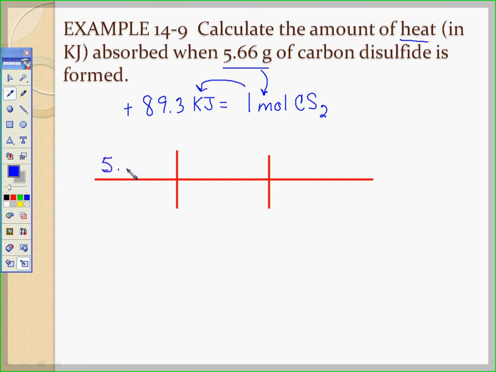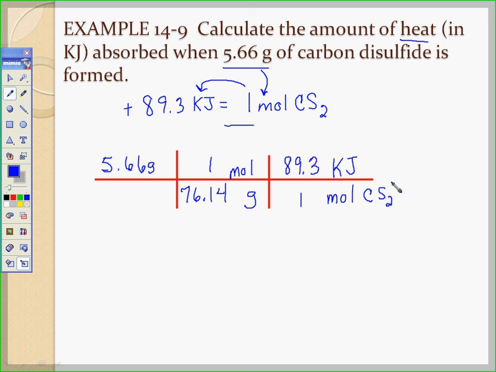So I've got 5.66 grams. I want to get rid of grams and go to moles. For every 1 mole of carbon disulfide, you can calculate the molar mass as 76.14 grams. Then I want to get rid of moles and go to kilojoules. And my new conversion factor tells me that for every 1 mole of carbon disulfide, it's 89.3 kilojoules. And I would end up with 6.64 kilojoules of energy.